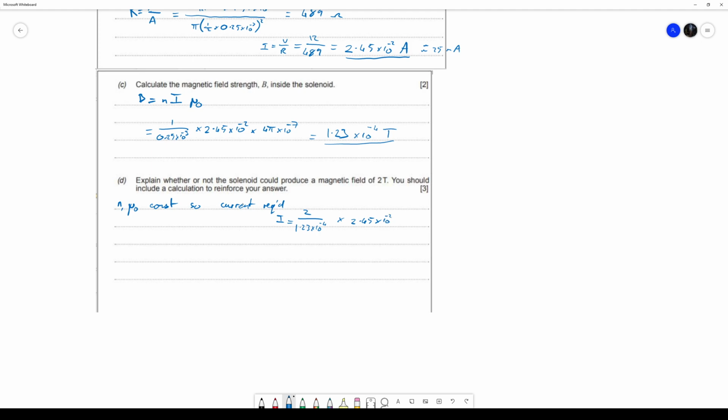I mean, if you're not comfortable doing it like this, you could just do the direct calculation. You could just go back to here and put in 2 for B with mu naught. It's the same, it's going to get you the same answer. And maybe that's the more sensible way to do it because it's clearer what you're doing then. Let me get a number for that. 398 amps.